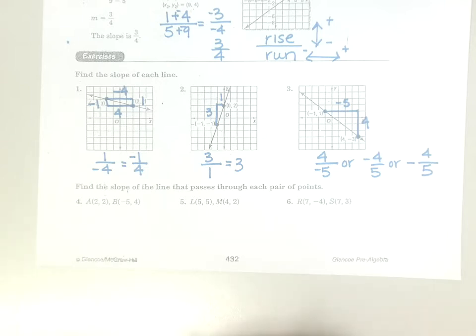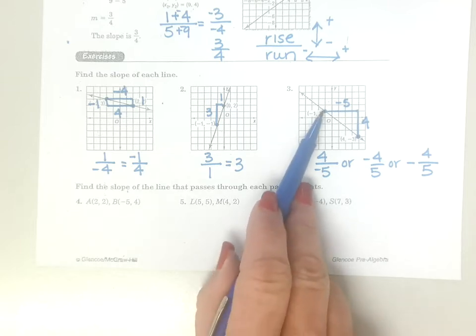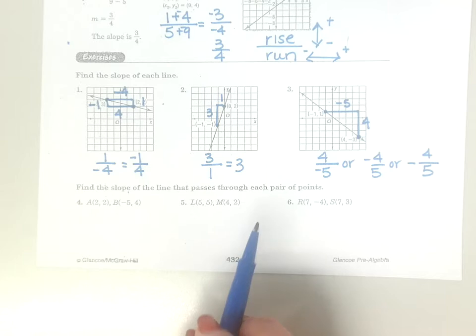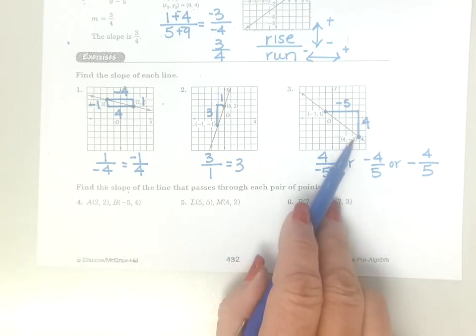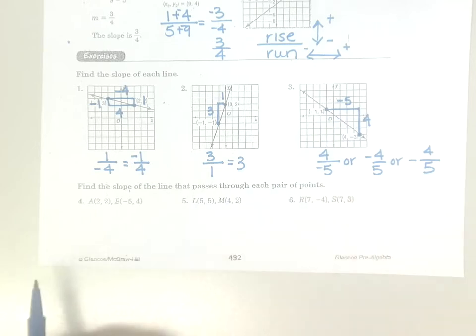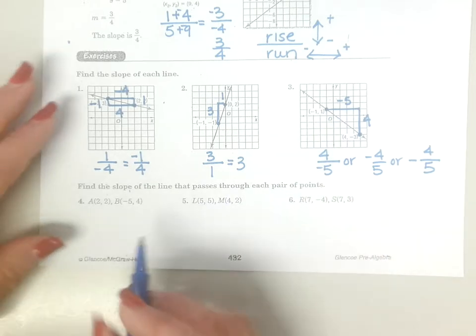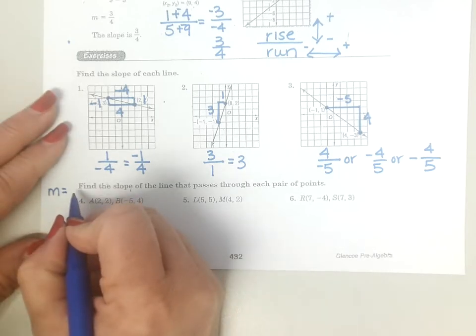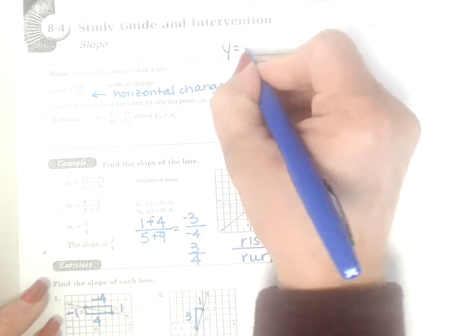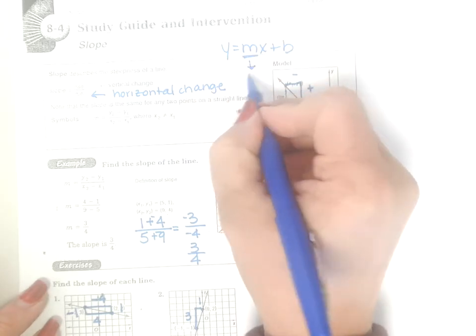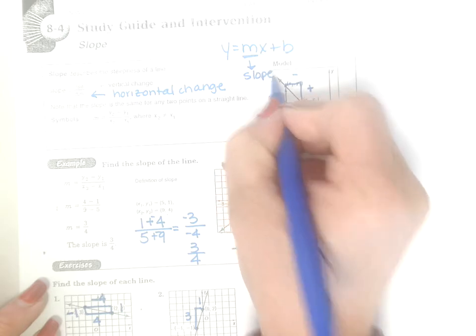If you don't have a graph and you have 2 points, so like here I have 2 points with ordered pairs, but I don't have the picture to count them, then you have to find the difference from one to the other and the difference from here to here. So this is where we use the formula for slope, which would be m being our slope. I should probably put that up there. Mx plus b.